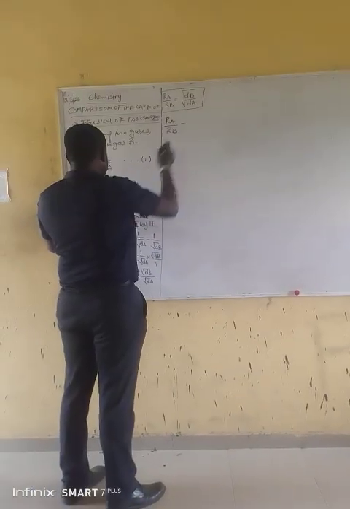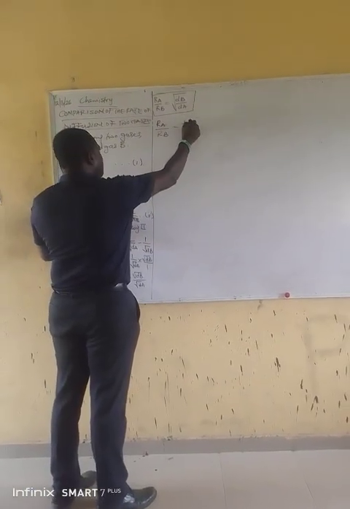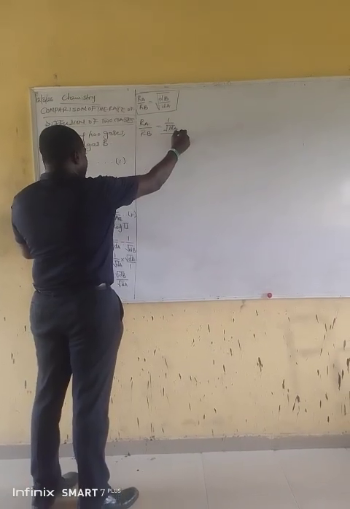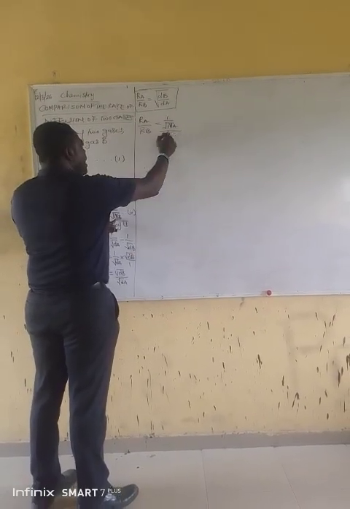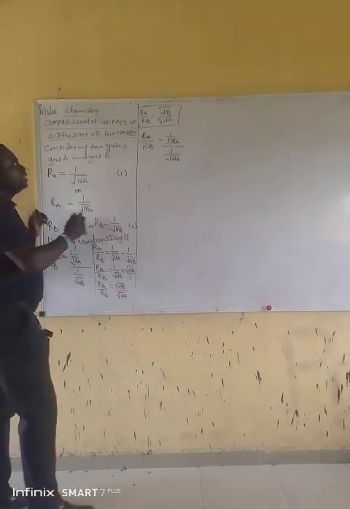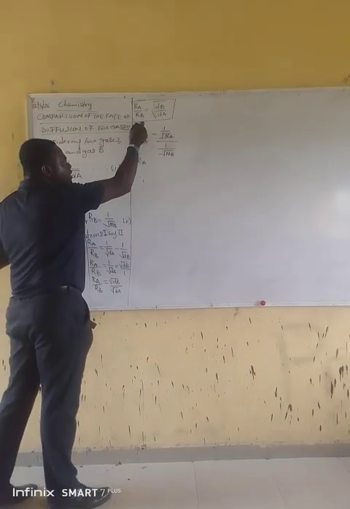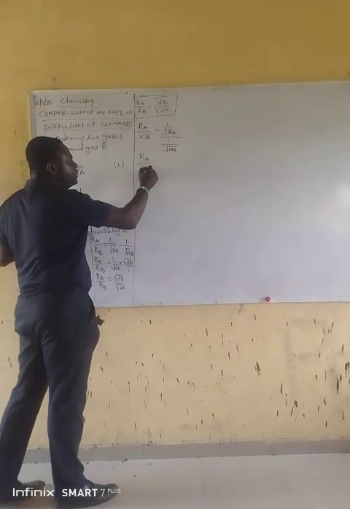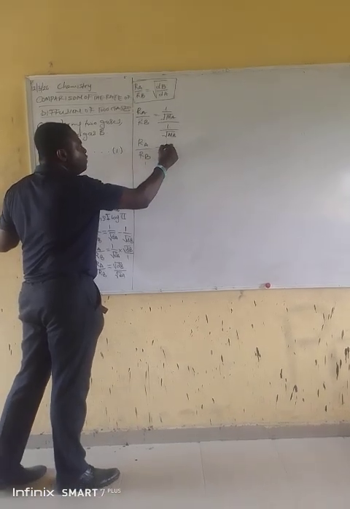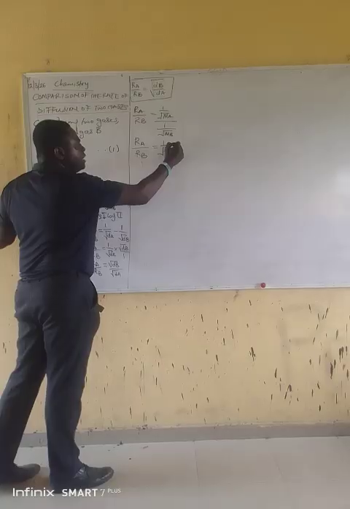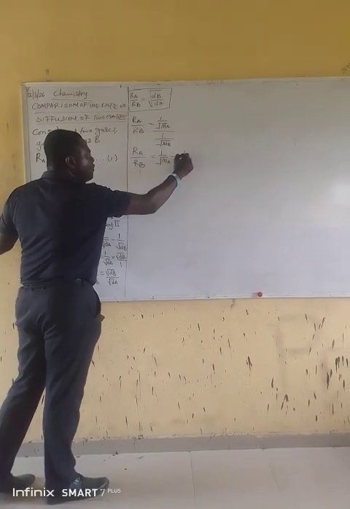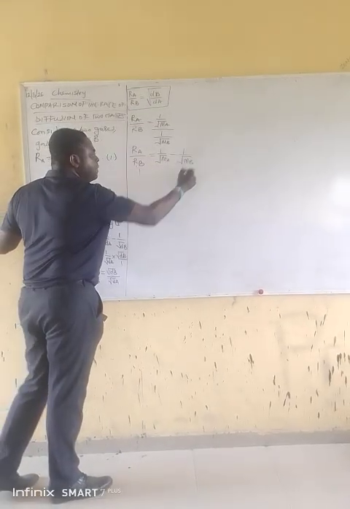RB, what is in the front of this one? 1 over square root of what? NA, Abi. Everything now over, what's it? 1 over square root of what? NB. Are we still together? Now, I can have RA over RB is equal to, I rewrite what is up here: 1 over square root of NA. I change this sign now to what? Divided by what? What is here? 1 over square root of NB. Am I still talking to you?